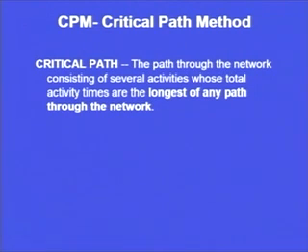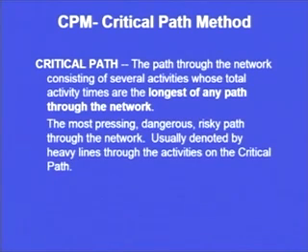There may be a large number of paths, but the path for which the summation of the times of individual activities lying on that path gives the longest or highest value, that path is called the critical path. It is the most pressing, dangerous, risky path through the network, usually denoted by heavy lines through the activities on the critical path. Now why is this the most pressing, dangerous and risky path?